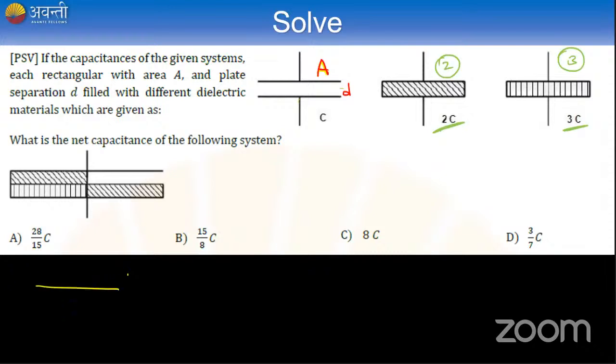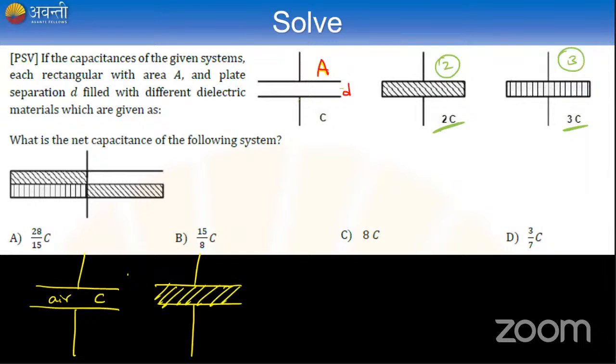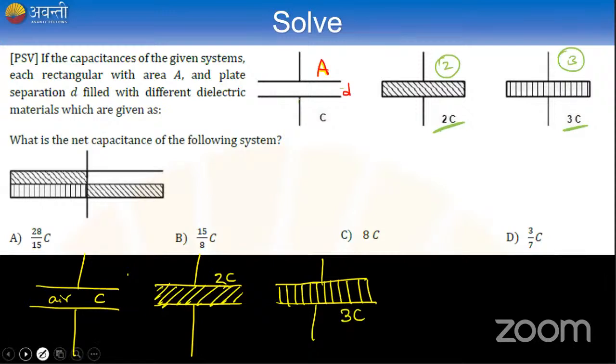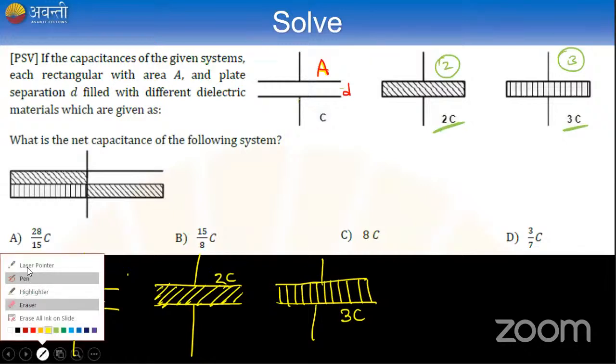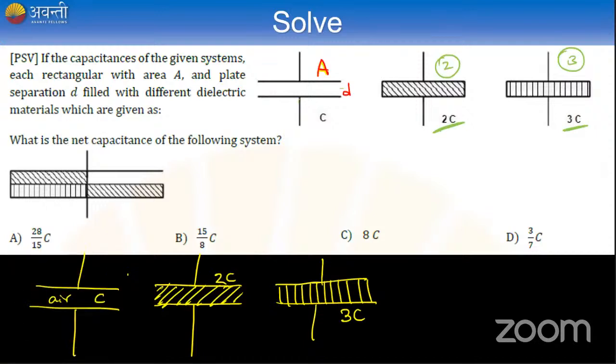If nothing is filled between the plates of the capacitor, no dielectric medium, only air, then the capacitance is called C. If I have the same capacitor filled with the dielectric medium in the slanted lines design, this dielectric will give a capacitance of 2C. If I fill the third type of dielectric medium, the vertical lines design, between the plates of the capacitor, it will give me 3C. Then, if I have such an arrangement with all three of these in combination between the plates of the capacitor, what will be the value of capacitance? I have a 2C dielectric medium, a C dielectric medium, a 3C dielectric medium, and a 2C dielectric medium.